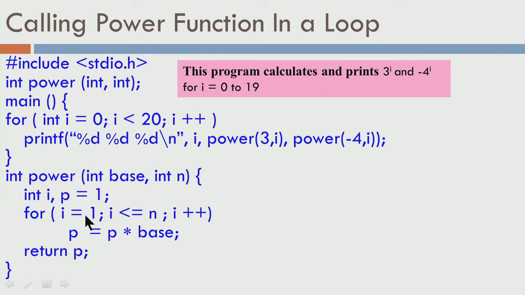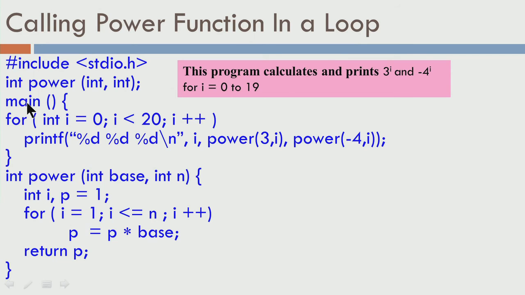So I want to show a slightly different example where we use the same power function inside a loop. We have int power(int, int). This says that this is a prototype which takes two integers and returns an integer, and what we have done is, inside main, we have a loop: for int i equals 0, i less than 20, i plus plus. We are printing i, 3 power i and minus 4 power i. And we have this function for computing power.